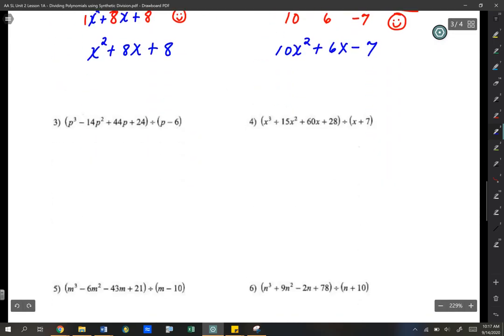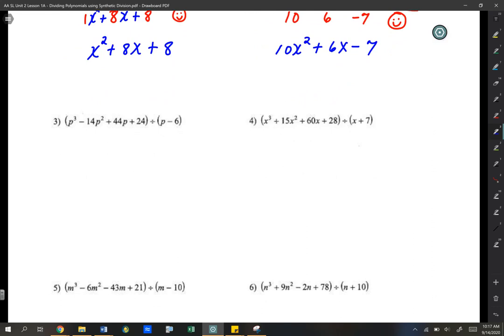Now, I will tell you that number 3, you're again going to have no remainder. Number 4, you're going to have no remainder. Very happy, smiley face at the end. But 5 and 6, you will end up with the remainder. So I'm going to continue to do the work. You can pause and come back when you're ready. I would suggest that, see how you do.